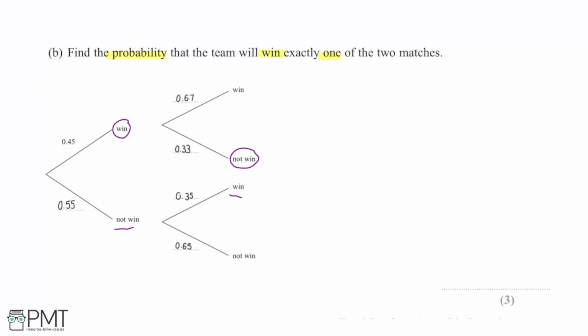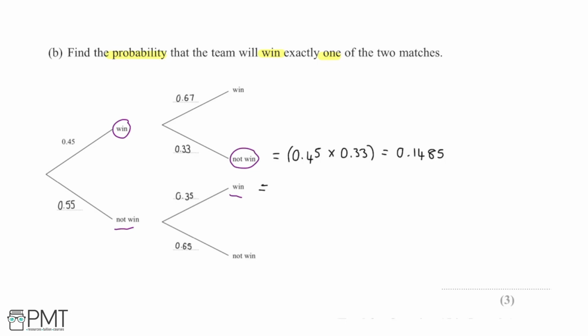So if I want to work out the probability that they win on Saturday and don't win on Sunday, we're working horizontally across the tree diagram. And when we're working like that, we're going to multiply the probabilities together. So here, if we have the probability that they win on Saturday, which is 0.45, we can multiply that by the probability that they don't win on Sunday, so 0.33, to get the probability of them winning on Saturday and not winning on Sunday. And that gives me an answer of 0.1485.